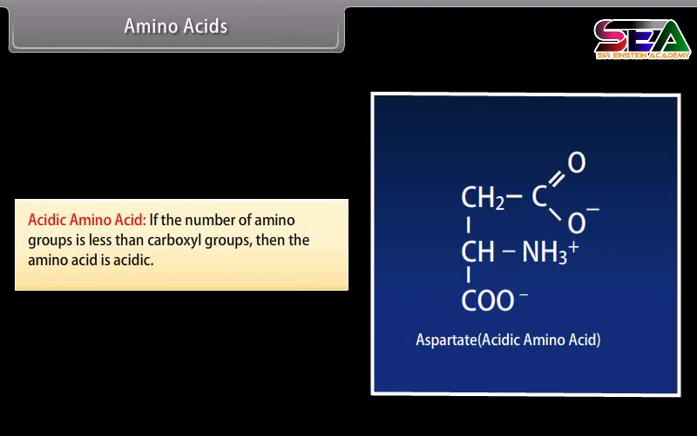Acidic amino acid. If the number of amino groups is less than carboxyl groups, then the amino acid is acidic. For example, aspartate.